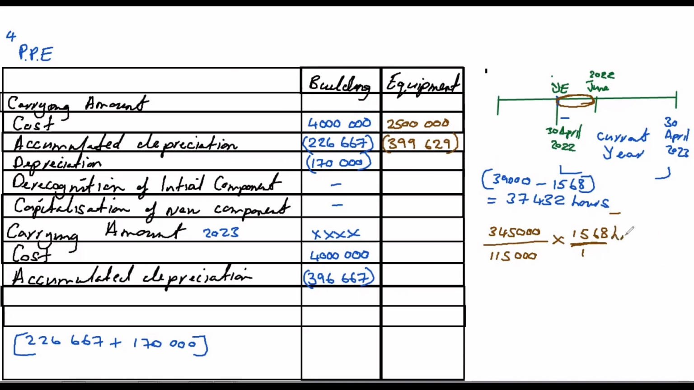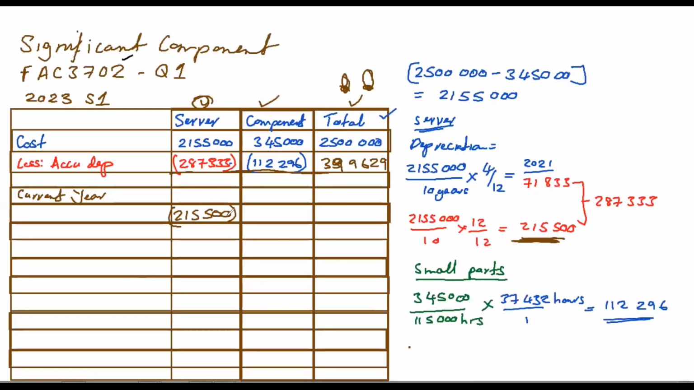So how much do you get? It's 4,704 rand. So that is the depreciation until that point. So you also come here and do that.